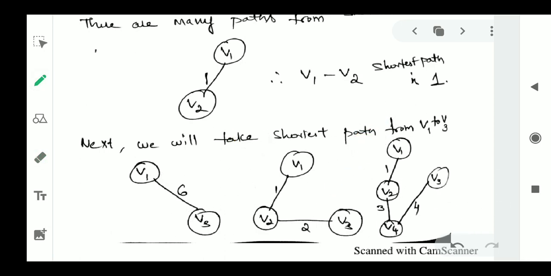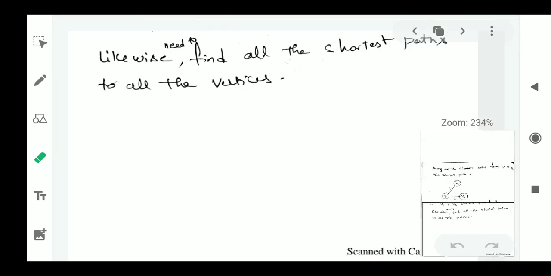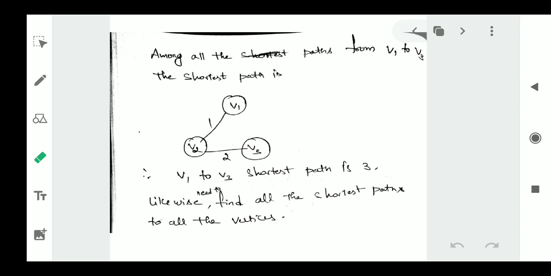Here we have not taken all the possible paths. We have to consider all the remaining possible paths also, and among them we have to take the least. So from these paths, the least cost is only 1 plus 2, 3. That is why we note down that the shortest path from V1 to V3 is 3, and then we will move forward. Like that we will find out the shortest path from the source vertex to all the remaining vertices. So here we have concluded the shortest path from V1 to V3 is 3.